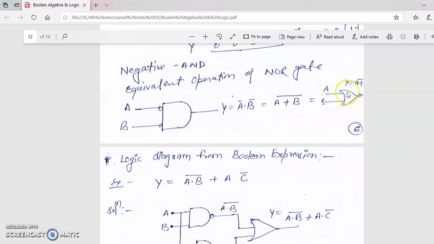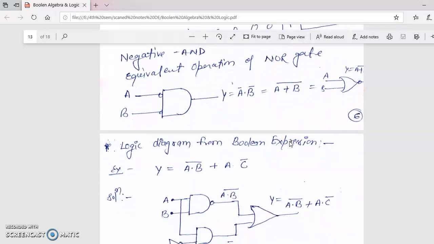If we want to make a NOR gate using the negative AND gate, then how to make it? See here, A bar, B bar is given to this AND gate, means Y equal to A bar dot B bar. And according to De Morgan's theorem, we can write it as (A plus B) whole bar. And this is the output of NOR gate. It means this symbol is equivalent to our NOR gate.